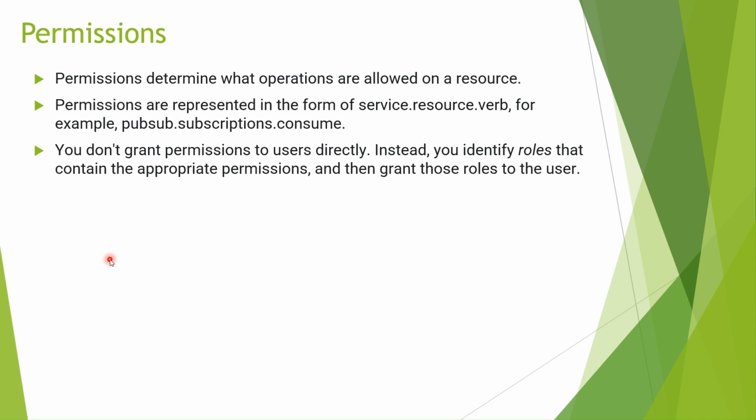After that, what are permissions? A permission determines what operations are allowed on a resource. Permissions are represented in the form service, resource, and verb. First, which service we want to assign, like Pub/Sub, which is a service provided by Google. Then which resource in Pub/Sub, like subscription, and the verb, what it can do, like only consume. Like this, there are multiple permissions created in the form service, resource, verb. As we know, we cannot assign permissions to users directly, but instead we identify roles that contain the appropriate permissions, and then we grant roles to the user.